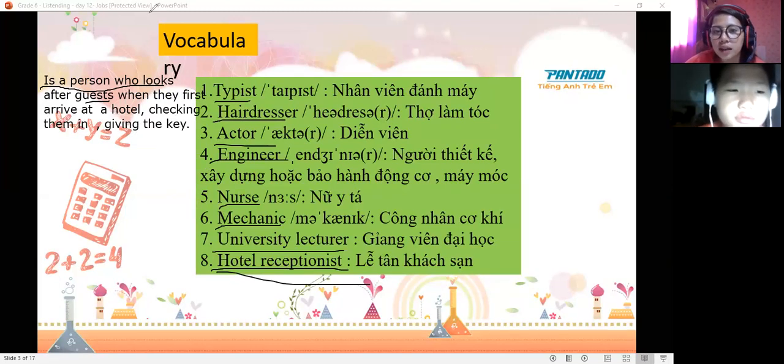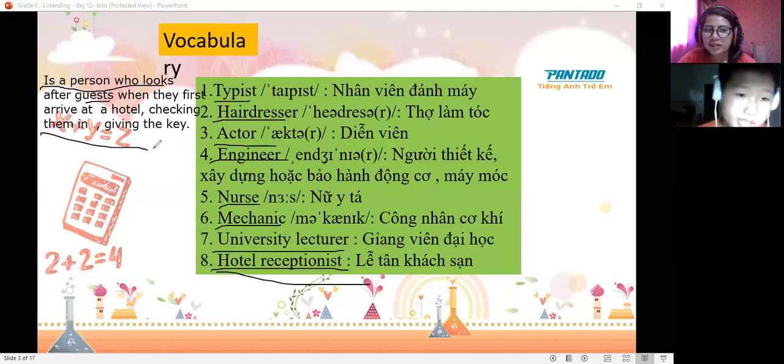Very good. Dang, now, can you pronounce who looks? Who looks. Very good. How about guest, not used? Guest. Yes. Very good. Again, can you read? Is a person who looks after guests when they first arrive at a hotel, checking them in and giving the key. Again, Dang, can you read? Is a person who looks after guests. Oops, that is not use, that's guest. Again, guest. That's great.